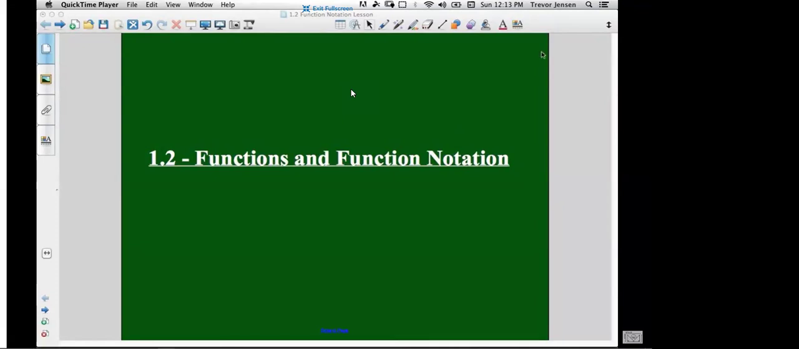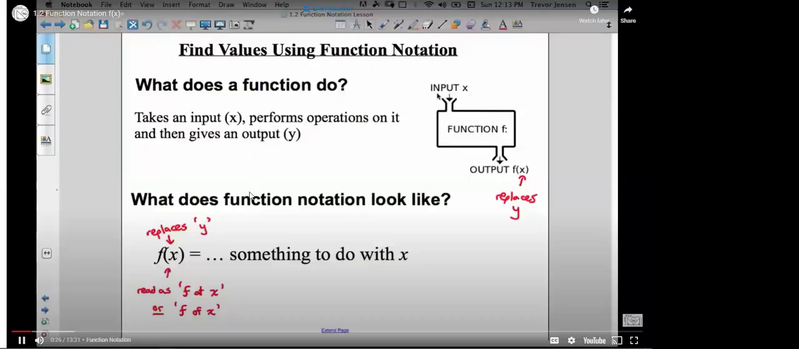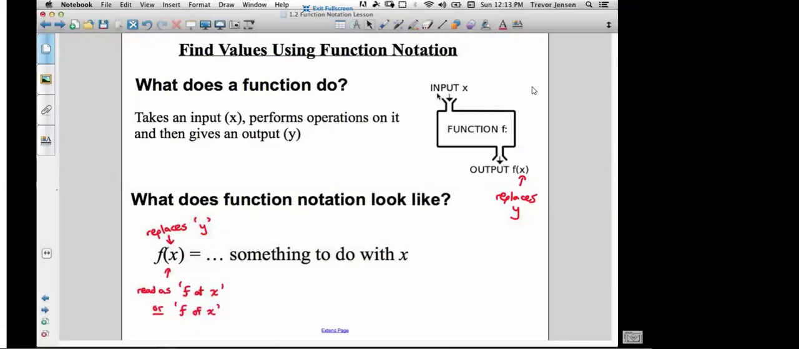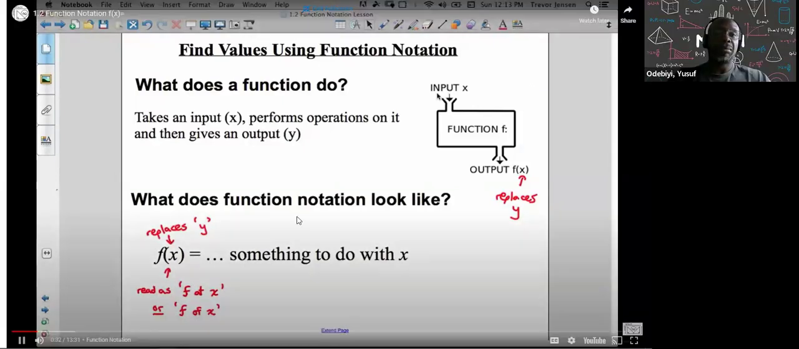So function notation is going to look very similar to equations you've used in the past, with one key difference.